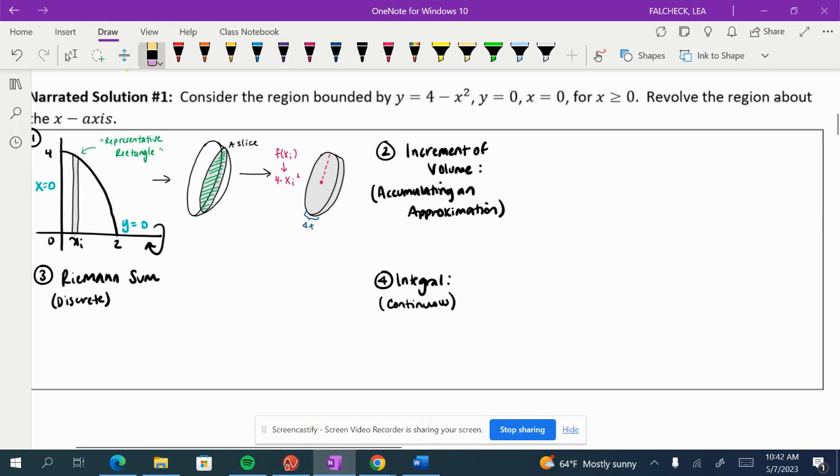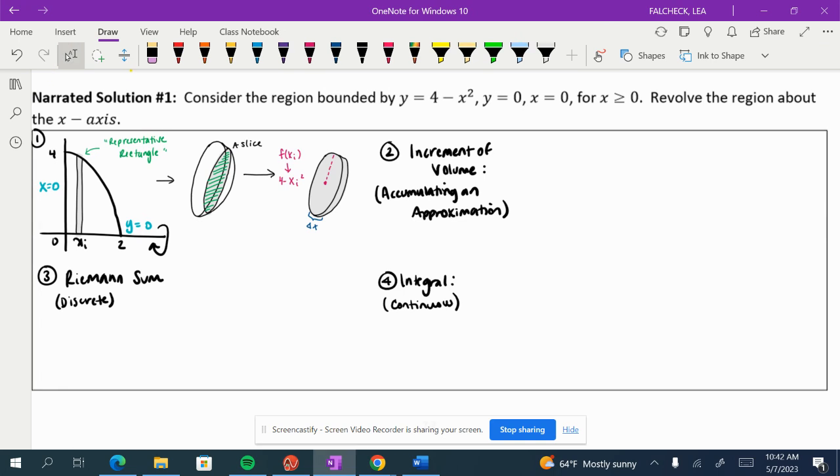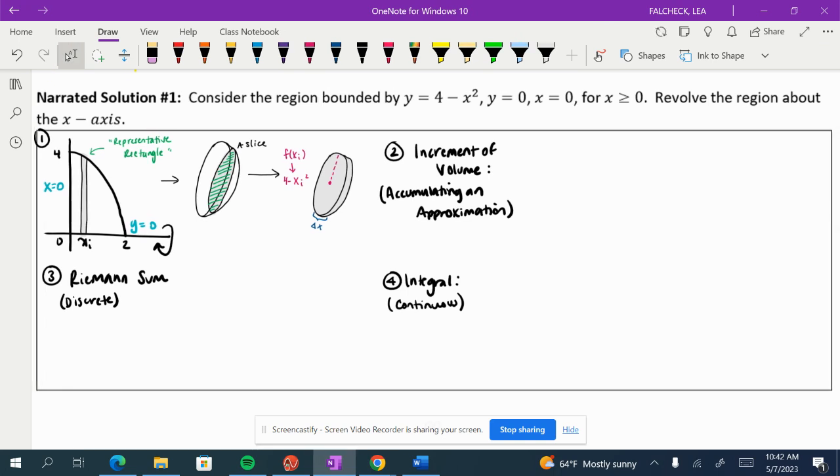Consider the region bounded by y equals 4 minus x squared, y equals 0, x equals 0 for x greater than or equal to 0. Revolve the region about the x-axis.